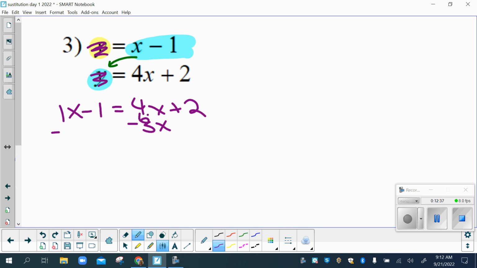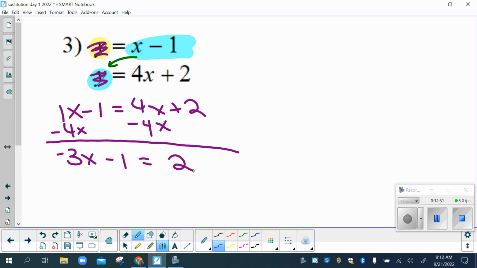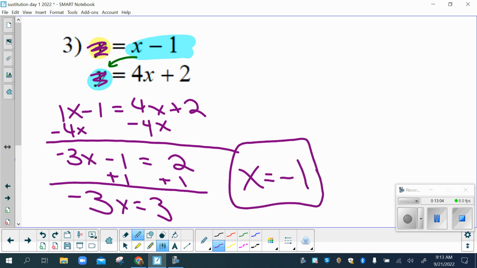Oh, I don't know why I made that a 3. That was weird. I think I already did the math in my head. Sorry about that. Let's see if I can clean that up so it's not so scary looking. There we go. So I get -3x minus 1 equals 2. Then I'm going to move the number to the other side. -3x equals 3, or x equals -1.